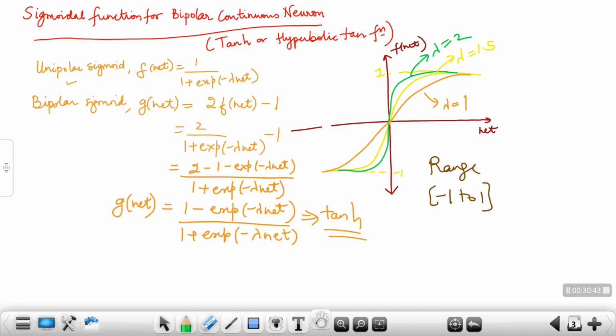because one derivation of the unipolar sigmoidal function I have done, one derivation you will be doing, and the approach is similar. If you do not get it at all, then you ask me.